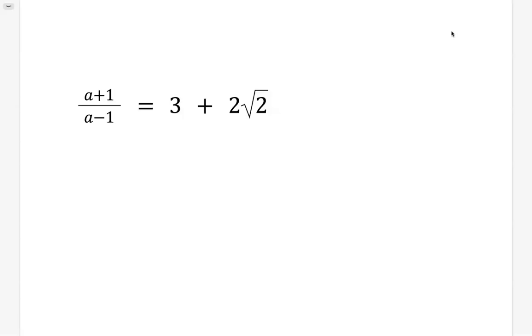Okay, let's see this question. We're solving for a here. So we have a plus 1 divided by a minus 1 equals 3 plus 2 radical 2. Somehow a is an irrational number. So 2 radical 2 is an irrational number, right? But anyway, so let's multiply.